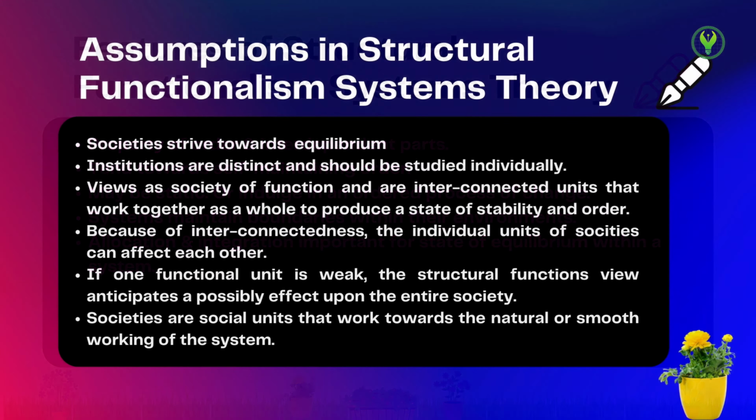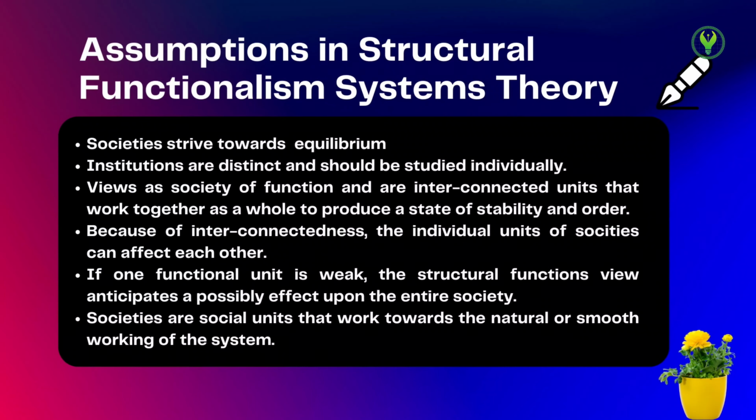Moving on with assumptions in structural functionalism systems theory. Societies strive towards equilibrium. Institutions are distinct and should be studied individually. Society is viewed as a set of interconnected units that work together as a whole to produce a state of stability and order. Because of interconnectedness, the individual units of societies can affect each other. If one functional unit is weak, the structural functionalist view anticipates a possible effect upon the entire society. Societies are social units that work towards the natural or smooth working of the system.